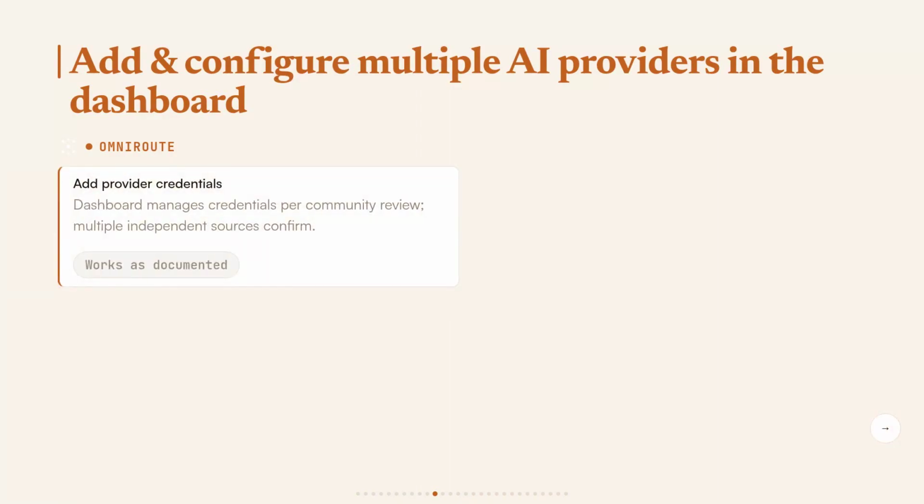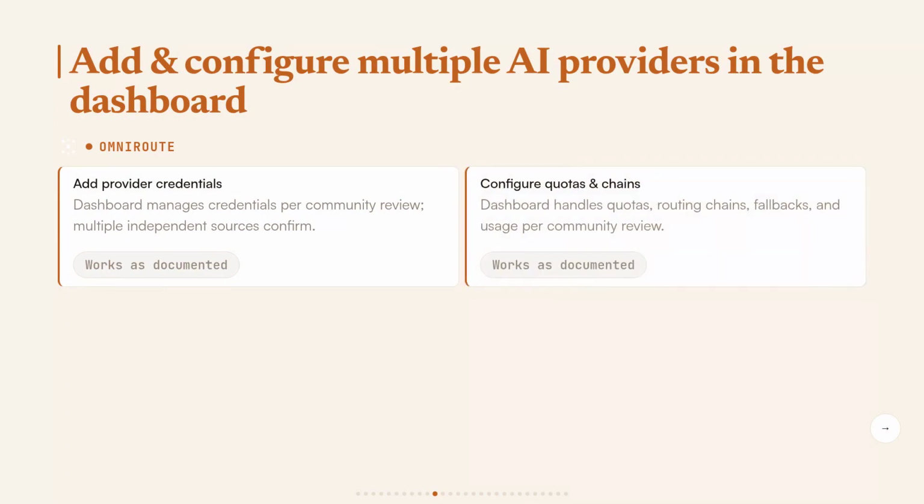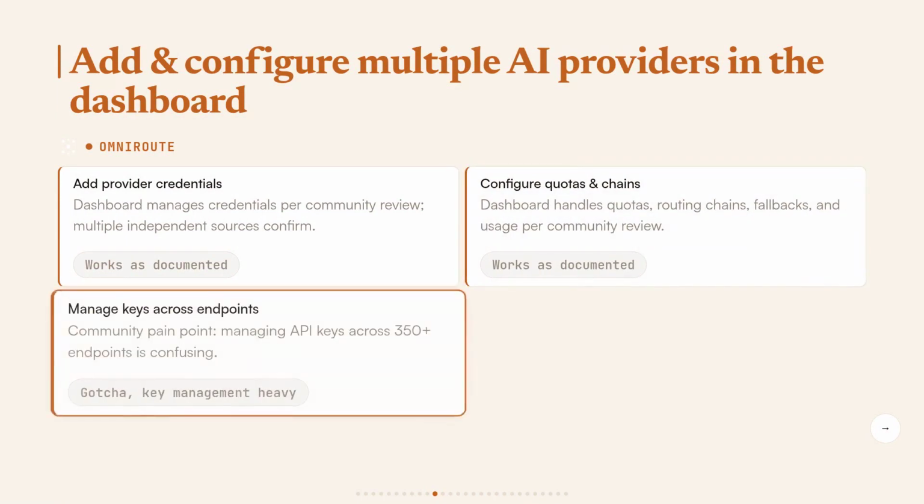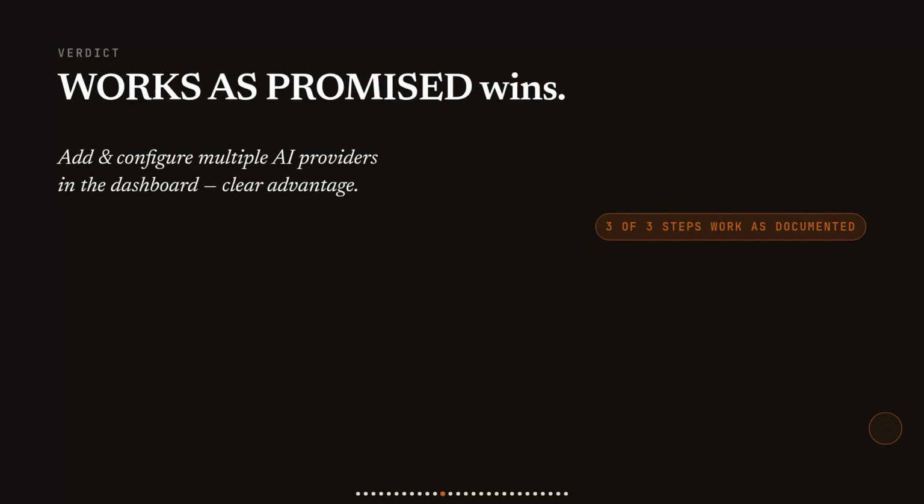The gotcha shows up at scale. If you're only connecting 2 or 3 providers, this is a non-issue. If you're trying to configure everything OmniRoute supports, budget real time for it. Managing API keys across 350 plus available endpoints gets confusing fast. That's a real, repeated community pain point, not a one-off complaint.